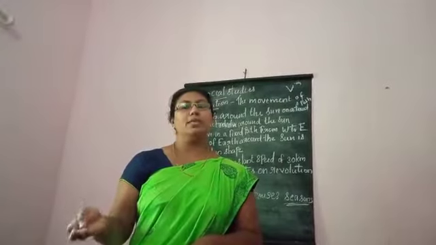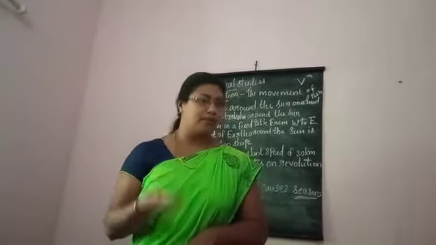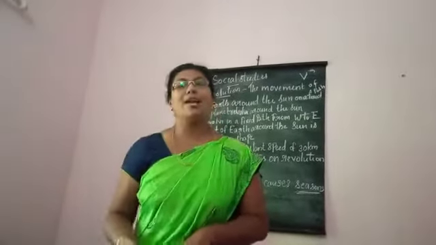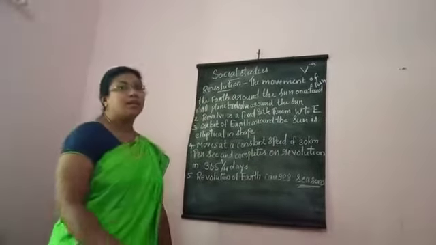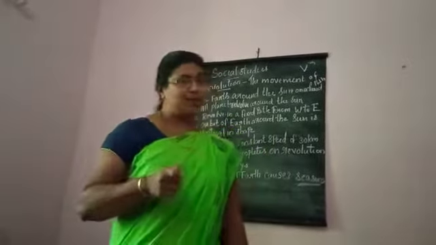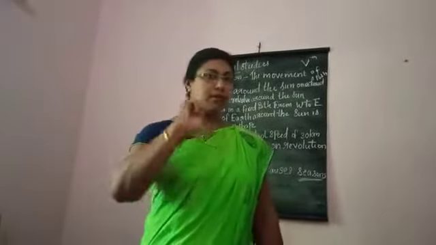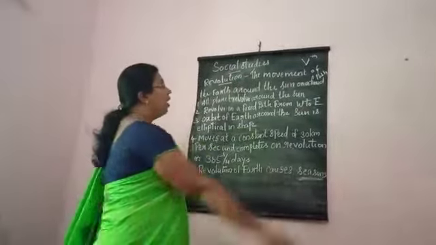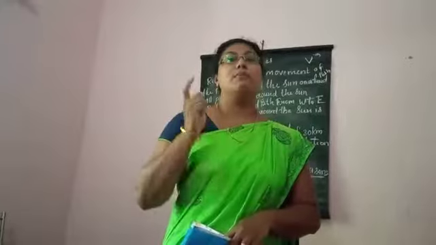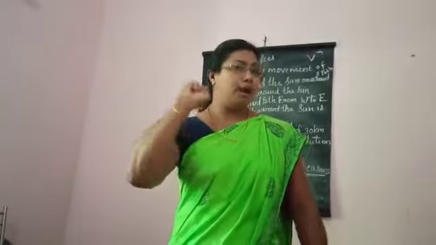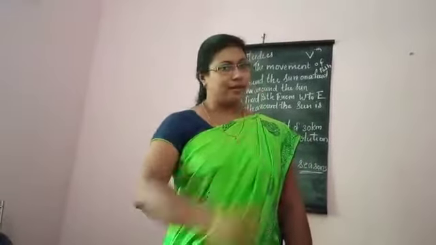Before moving with the revolution of the earth, last class we were also dealing with the definition of revolution. Once again I am going to give the explanation for revolution. What is revolution? The movement of the earth around the sun on a fixed path is known as a revolution.